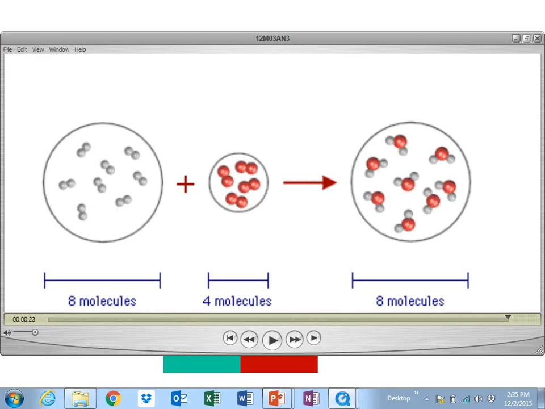So Avogadro's law says that 8 molecules of hydrogen will have the same volume as 8 molecules of water. N is the same, so the volumes need to be the same. Okay. So volume is related to N. Volume is related to the number of moles. Stoichiometry relates the number of moles that are reacting.